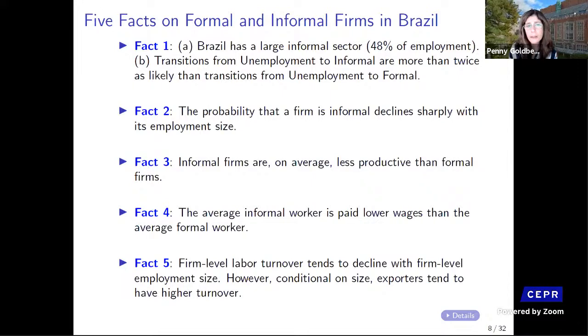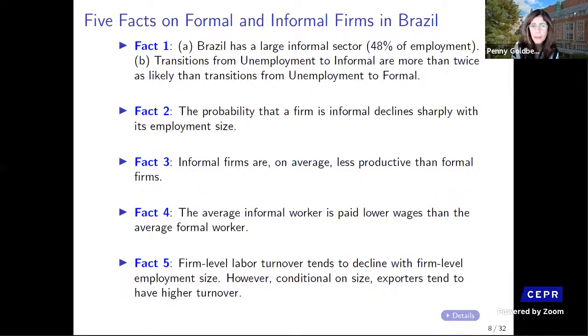So the first fact is that Brazil has a very large informal sector, as I mentioned, 48% of employment. And now comes one of the most important facts. Transitions from unemployment to informal are more than twice as likely as transitions from unemployment to formal. So if a worker becomes unemployed, it's much more likely that this worker will get employment in the informal sector than in the formal sector. You can easily see how this is going to be important when we judge the effects of trade liberalization. So we want to make sure that our model can generate this fact.